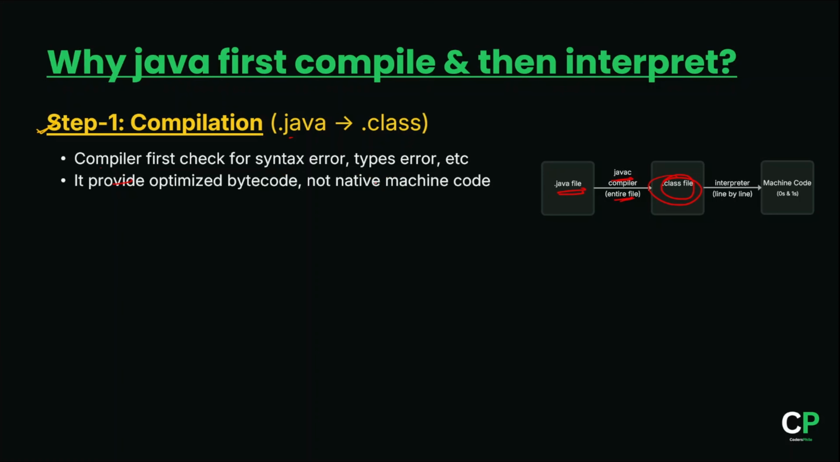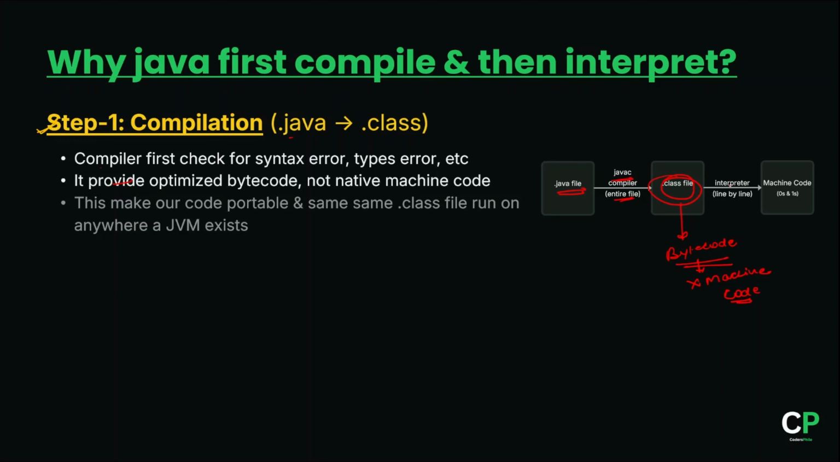And now it is known as bytecode, and this bytecode is optimized, and it is not a native machine code, but the computer can only understand machine code. So this .class file is converted into the machine code in step number 2. So now this .class file is the intermediate form, and it is bytecode. It provides the optimized bytecode. It is not a native machine code. Now this makes our code portable, and the same .class file can run anywhere a JVM exists.